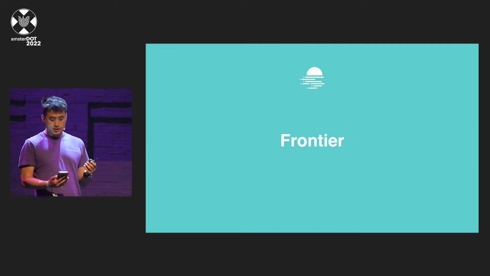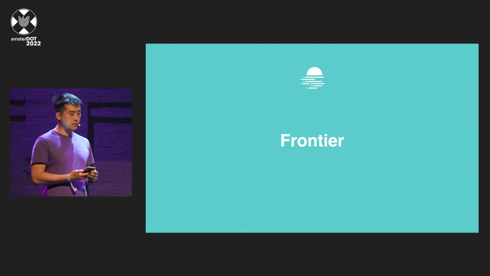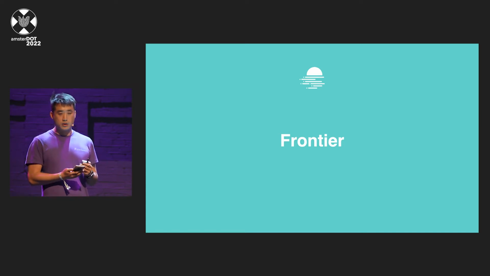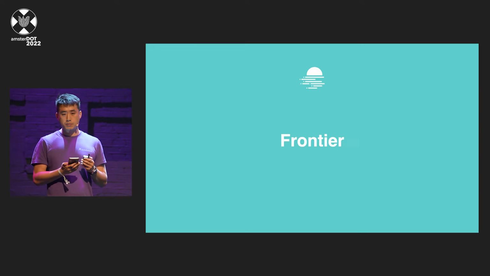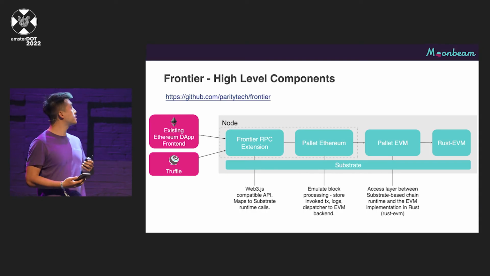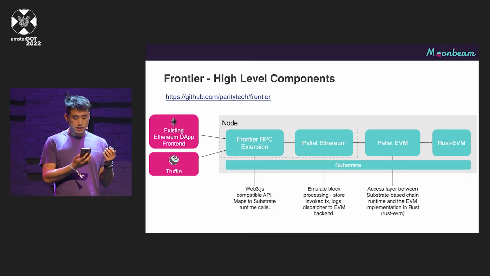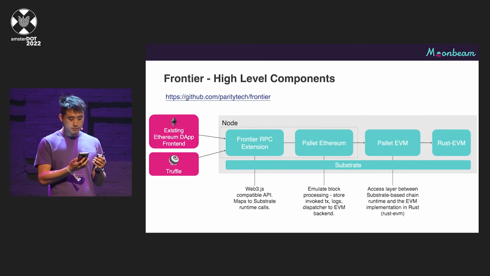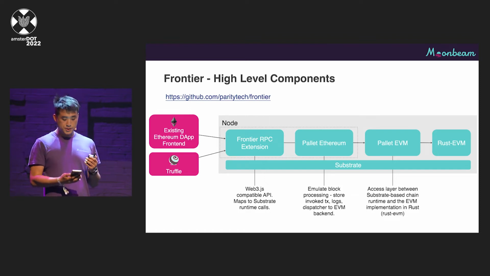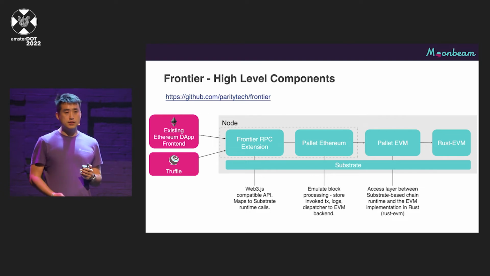So the next question is, how do we bring Ethereum compatibility to a substrate-based chain? What we are going to talk about in the next part is Frontier. So Frontier is made up of several smaller pallets, and they include pallet Ethereum, the Frontier RPC extension, and they also include pallet EVM. And these pallets all serve different functions.